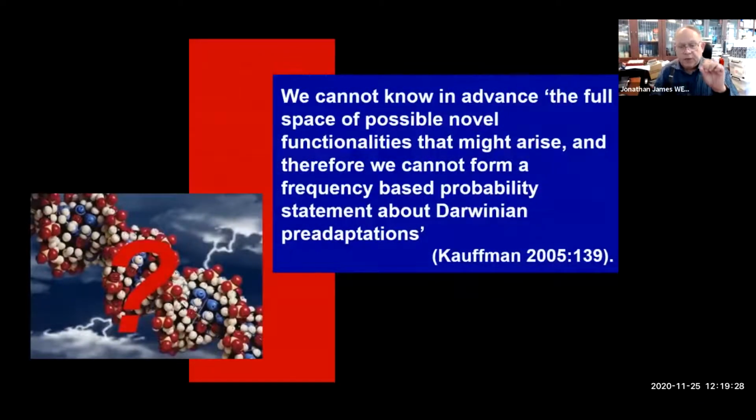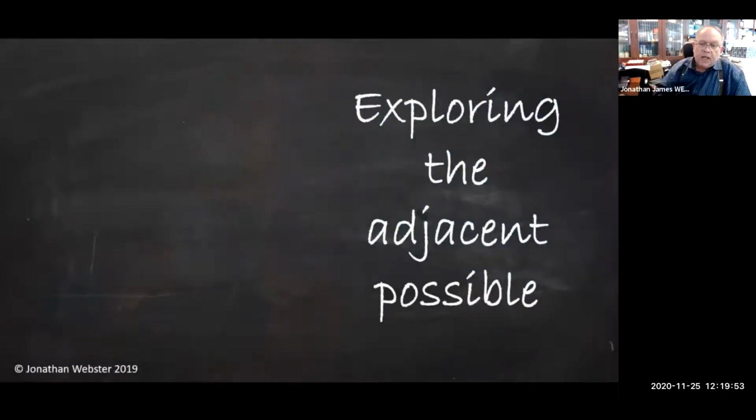And he says this, we cannot know in advance the full space of possible novel functionalities that might arise. And therefore, we cannot form a frequency-based probability statement about Darwinian pre-adaptations. It falls outside of our ability to predict. We don't know where it's going. And this is done by simply exploring the adjacent possible, the next idea, the alternative, and in doing so, enlarging the meaning space of language. This is what metaphor means. It may be lexical, it may be grammatical, but in the sense that it's exploring the adjacent possible.